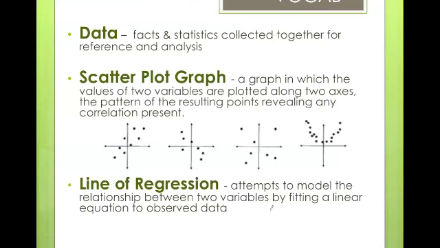Here's some of the vocab you're going to need to know. Data is just the facts and statistics gathered so that we can analyze it. A scatter plot is an example of what you just saw. You're taking the data and plotting points on a two variable axis, and you're looking for the pattern that results to see if there's any correlation present. If there is a correlation present, you can find that line of regression or curve of best fit. And we'll be using our calculator to find equations that show the relationship between the two variables.